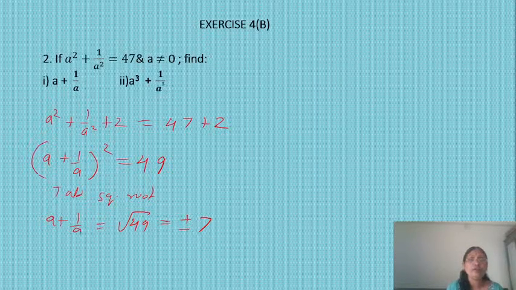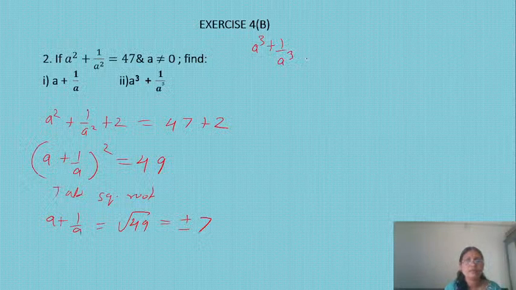Now we have to find a cube plus 1 upon a cube. Now a cube plus 1 upon a cube, what is the identity? I'd asked you to learn that. What is the identity? a cube plus 1 upon a cube. Come on.